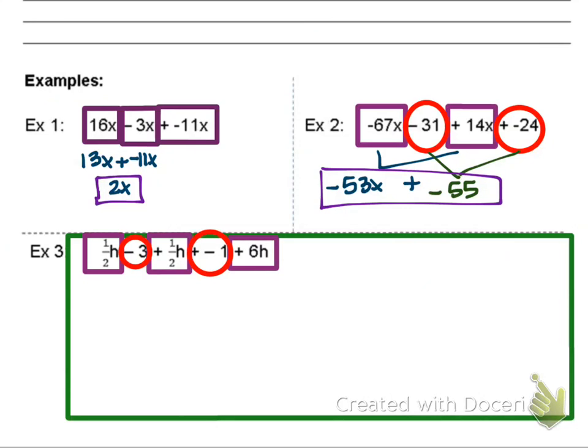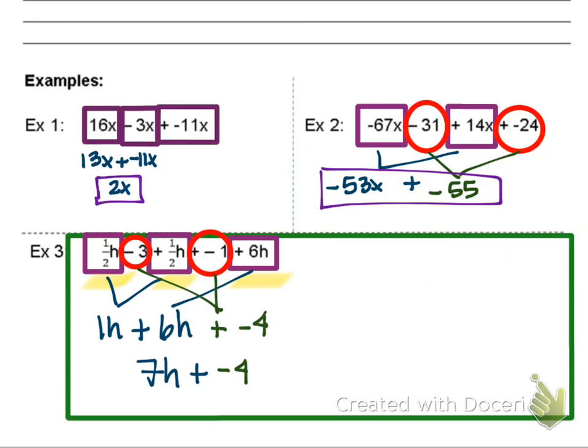Okay, let's go ahead and take our variable parts and start with those three terms. So these three terms are going to be added together. So I get 1h, because a half plus a half makes a whole, plus 6h. That'll end up with 7h. And then I'm going to go ahead and take the negative 3 and the -1 and put those together and get a -4. Now, one of these terms here has an h and the other term does not, so I cannot combine them. That tells me that I am completed with the work that I need to do, and I can box in my answer.